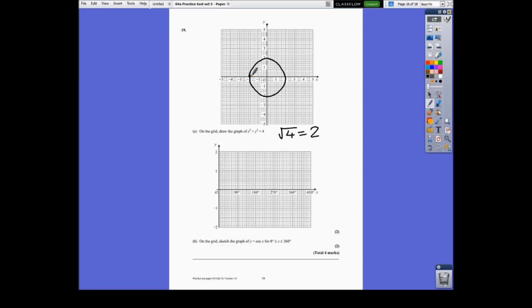On the grid, sketch the graph of y equals cos x from 0 to 360. Well, cos graph starts at 1 and it will go through 90, 180 down to -1, up to 270 and back up to 1 again up here.